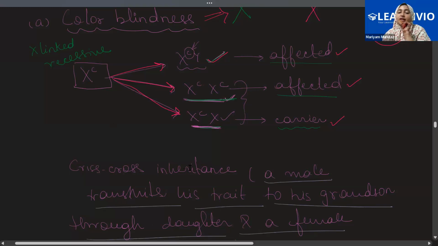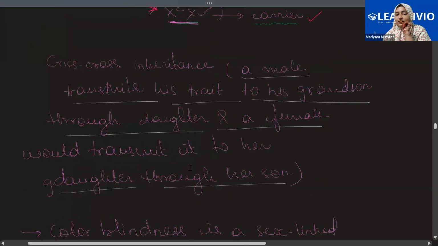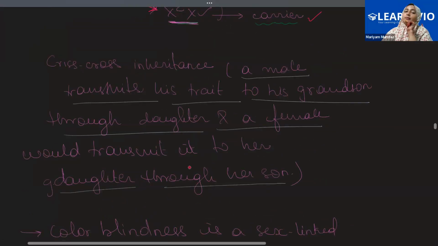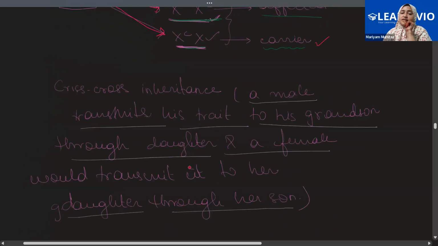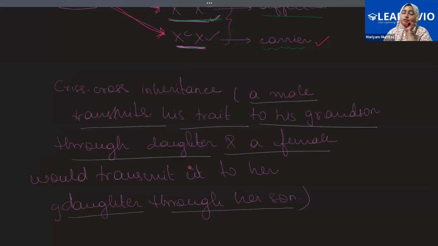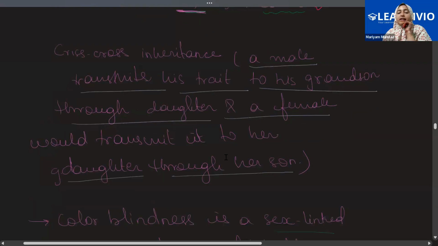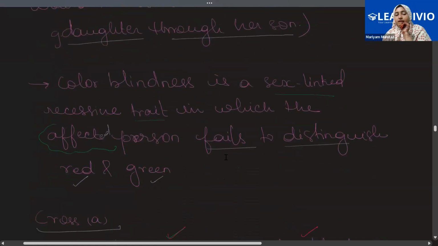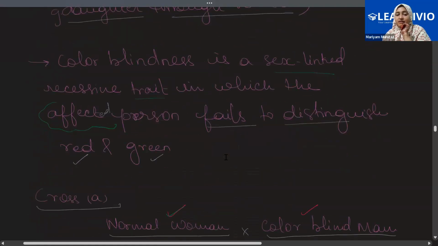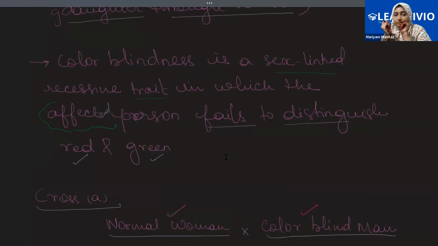So this follows a crisscross inheritance pattern. A male transmits his trait to his grandson through the daughter, and a female transmits it to the granddaughter through her son. It's not a direct transmission from a parent to the son or to the daughter; it is a crisscross inheritance. The person affected with this disease cannot distinguish between the red and the green color. They have trouble seeing the color.